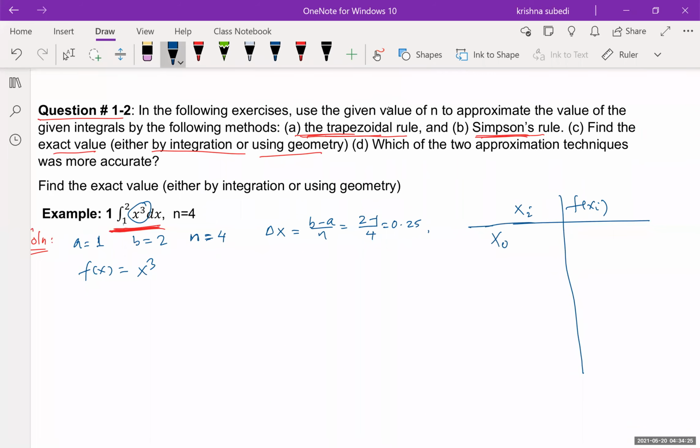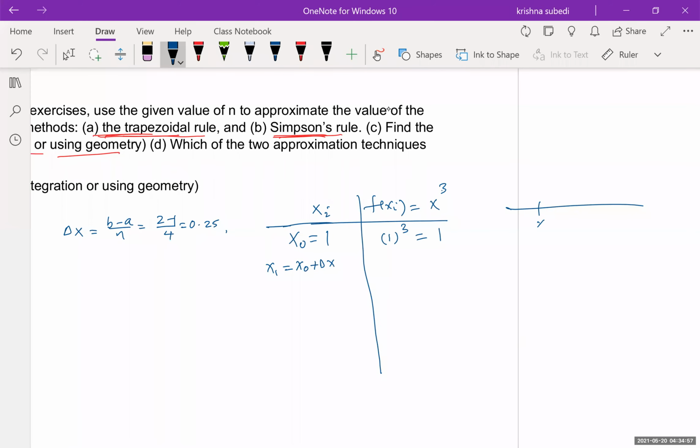So my x naught equals 1. That's the starting point. x naught always means the starting point. The function is x cubed, so that means 1 cubed, which is 1. Now your x1 will always be x naught plus delta x, because x1 is at a distance of delta x from x naught. And x2 is at a distance of delta x from x1, so x2 will be x1 plus delta x. That's how we calculate these values.